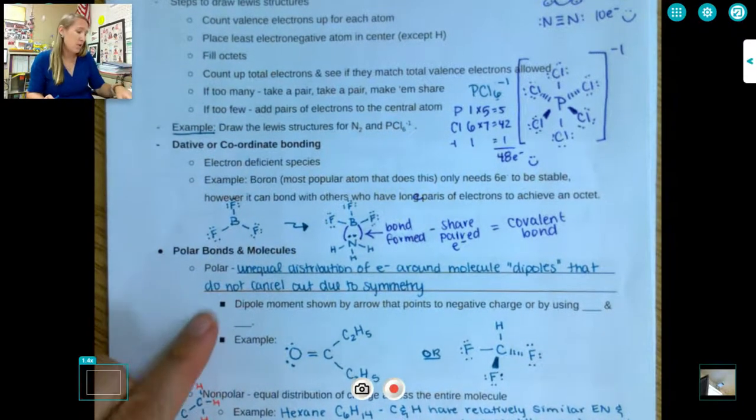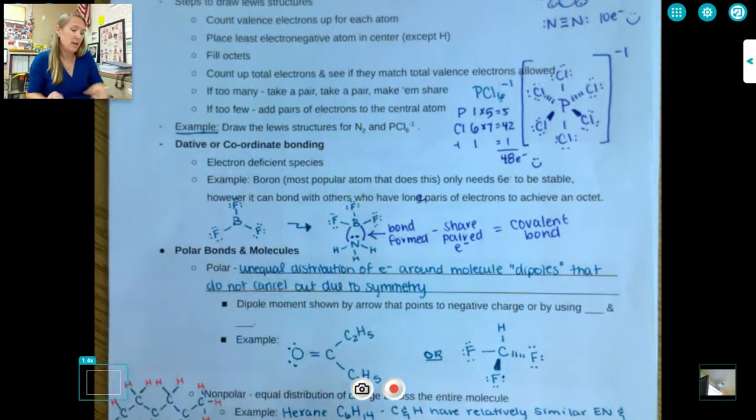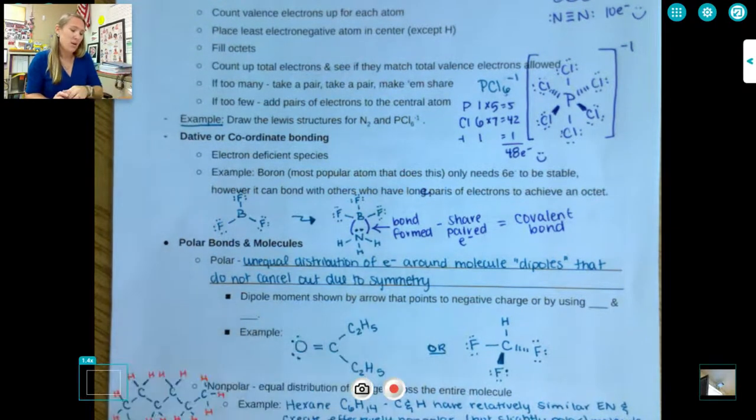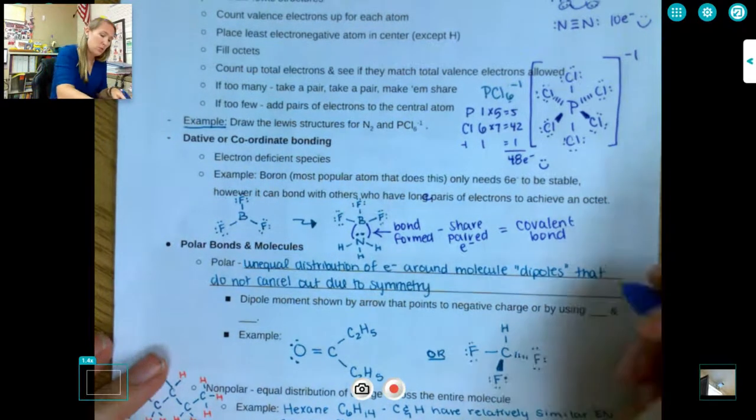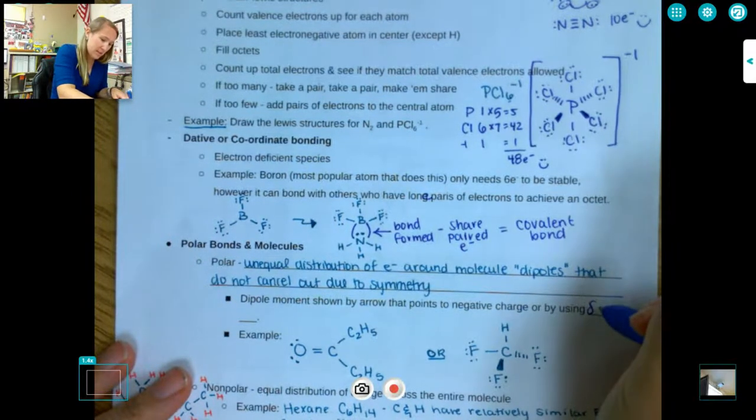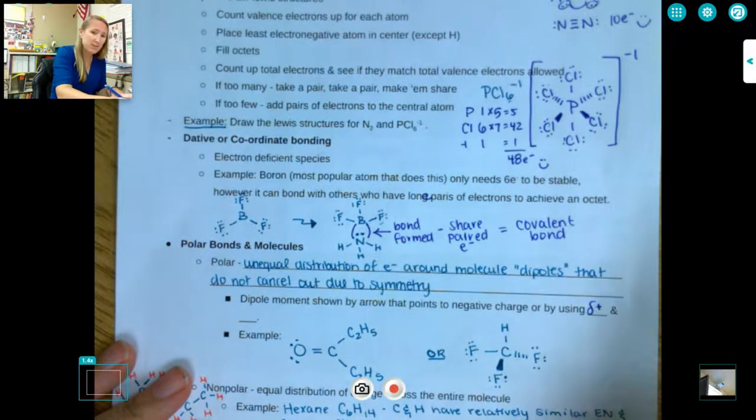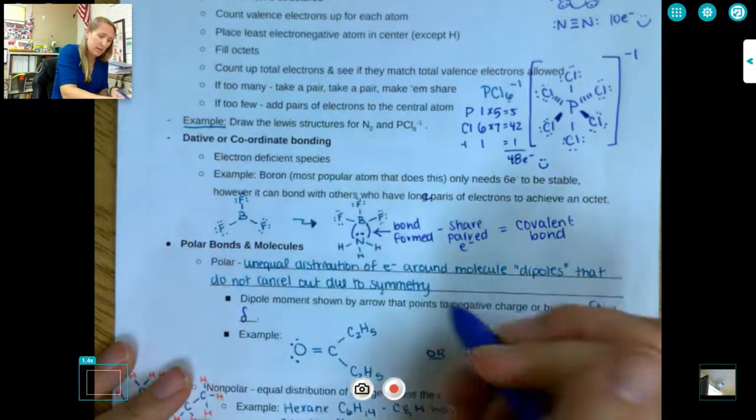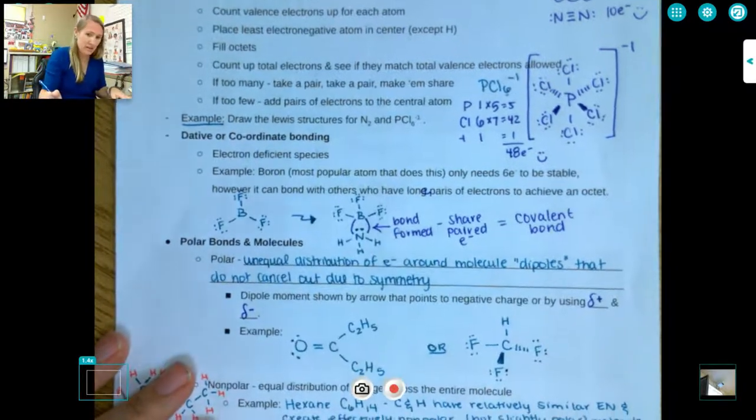We've talked a little bit about polar bonds and molecules already. We did that a couple of days ago. Remember, polar means to have that unequal distribution of electrons around the molecule that creates dipoles, and those dipoles don't cancel out due to symmetry. Remember that the dipole moment is shown by an arrow that points to a negative charge. Or we can use these little squiggles here, the sigma, and we can say sigma positive for a partial positive side and little sigma partial negative side.